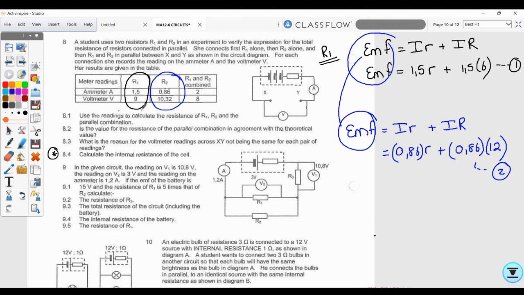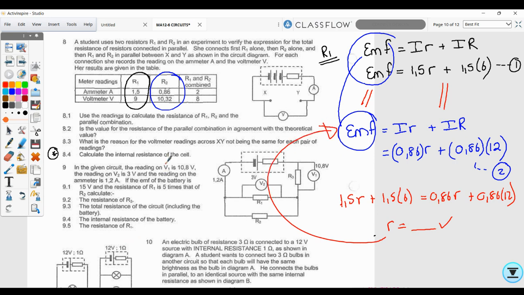So now we've got two EMFs, and I know that these two EMFs are equal. So that means these two equations must be equal. So 1,5 little r plus 1,5 times 6 is equal to 0,86 little r plus 0,86 times 12. Little r is my only unknown, and you can go and solve it. Once you have it, you stick it back and you get the EMF. They like this simultaneous equation thing. Remember, EMF is always constant and little r is always.